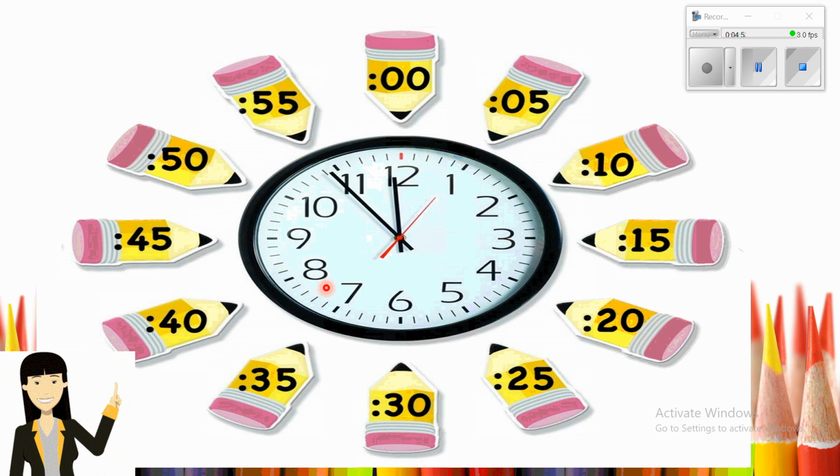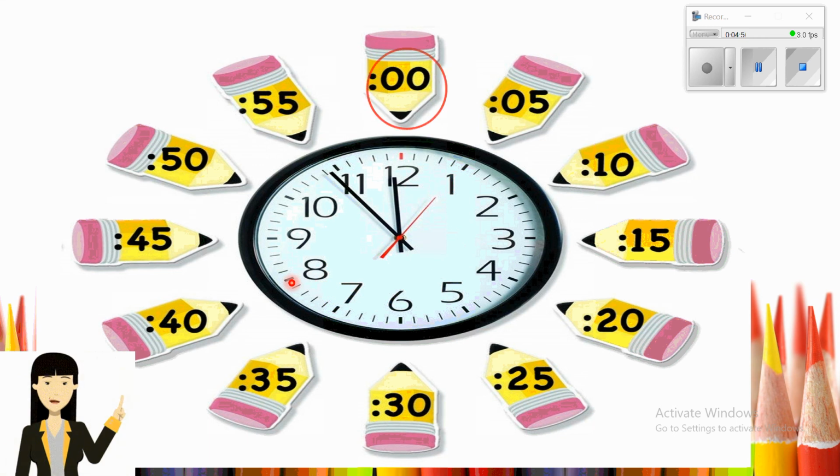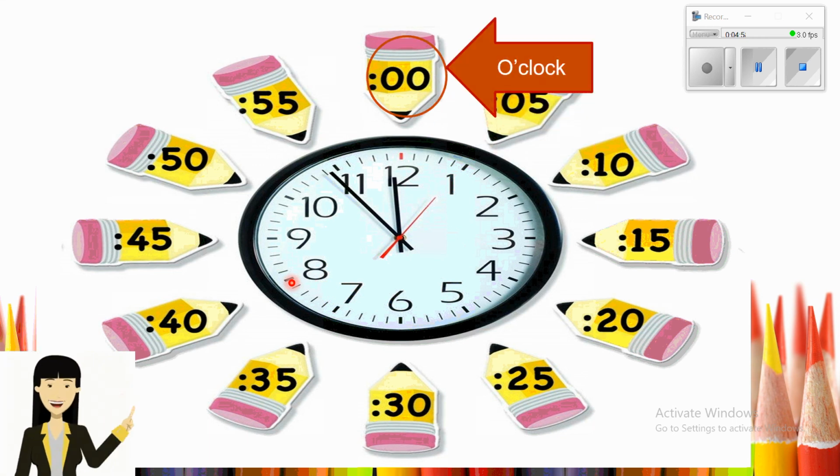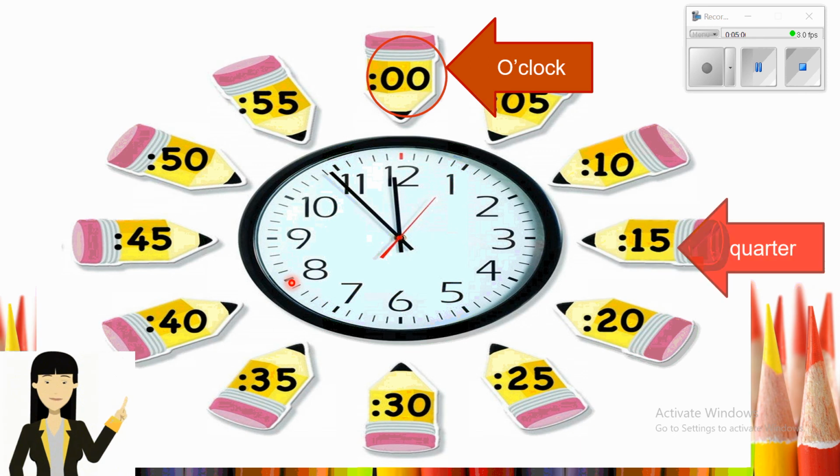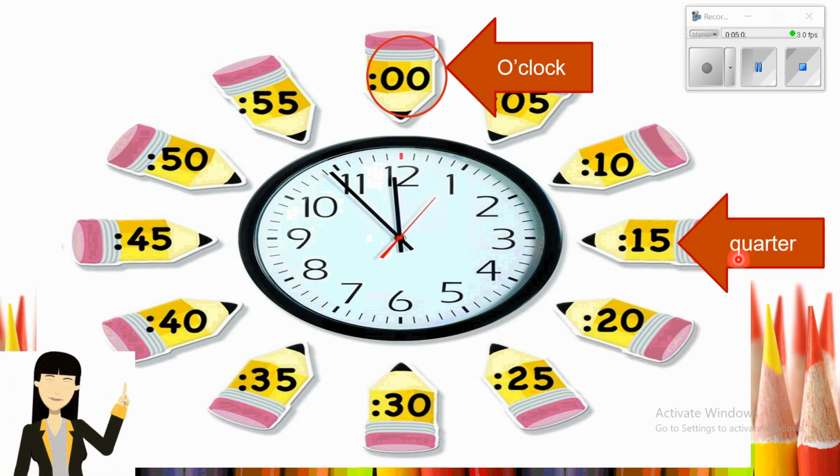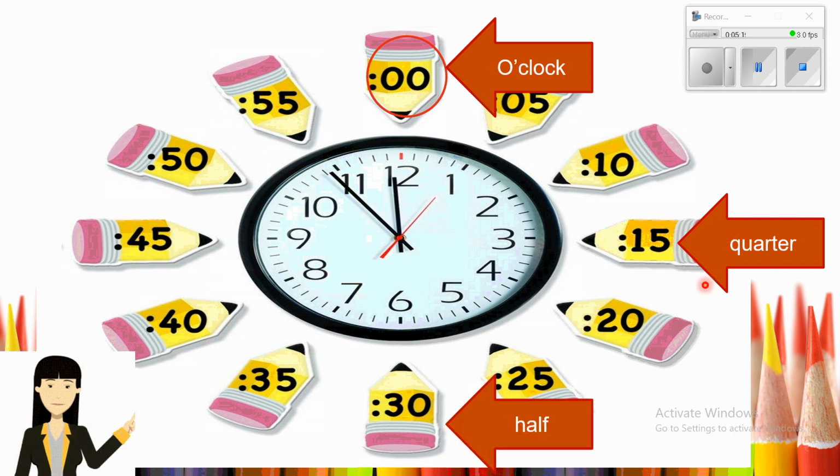Let's say hello to the third level, which is what? Yes, quarter. So here is a quarter. Again, quarter. 15 minutes means quarter. And here is half. So we already took o'clock. Here is half, and here is a quarter.